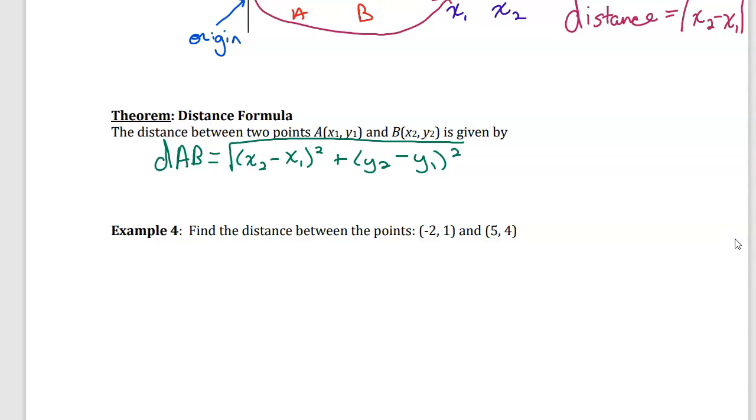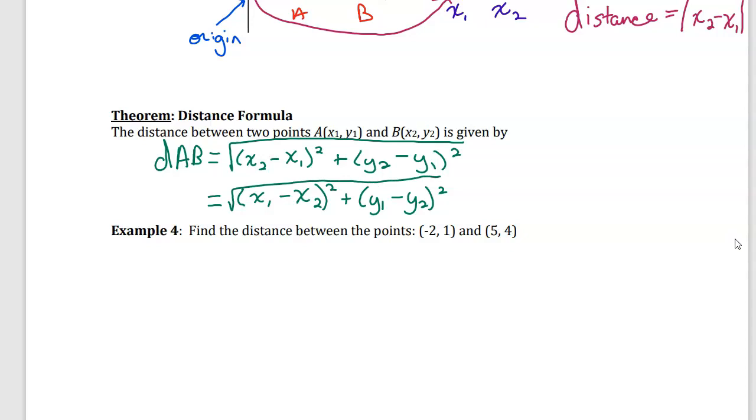So whenever I solve, I should have a positive number plus a positive number. And then I take the square root of that positive number. After you square, you should never have negative numbers left. Remember, it does not matter if I do it this way or if I do it x1 minus x2 squared plus y1 minus y2 squared and take the square root. You will get the exact same answer.